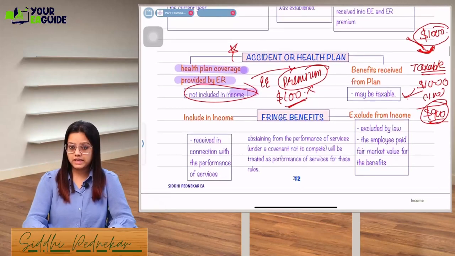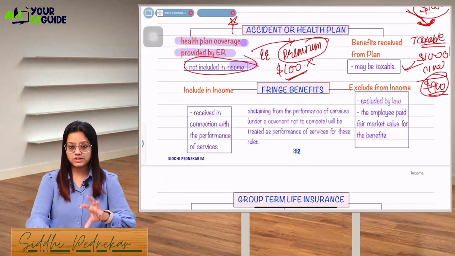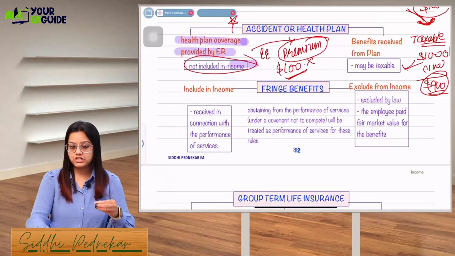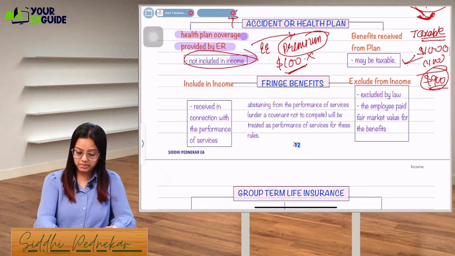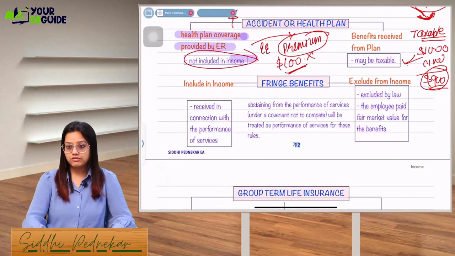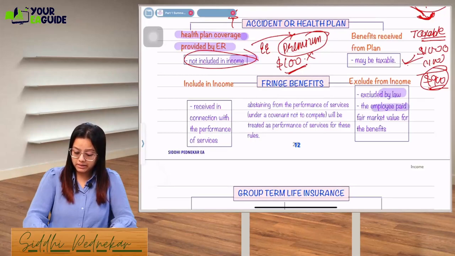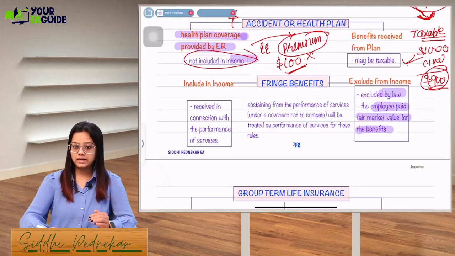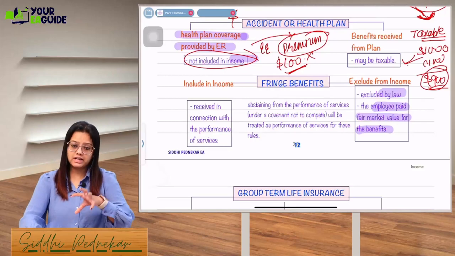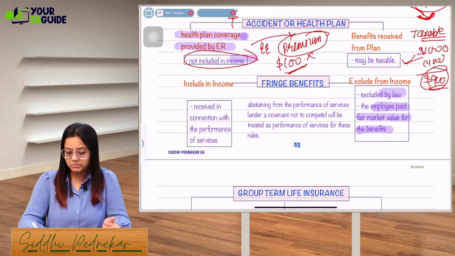Got it, guys. Next is fringe benefit. Fringe benefit will be included in the income. Whatever small benefits are given by the employer to the employee will be included in the income. It will be excluded only if excluded by the law, and if the employee paid the fair market value of the benefit. Let's say I have received a certain benefit from my employer and I am paying him a certain amount, FMV, or a lesser amount. So whatever extra benefit I am getting from him will be included in my income.